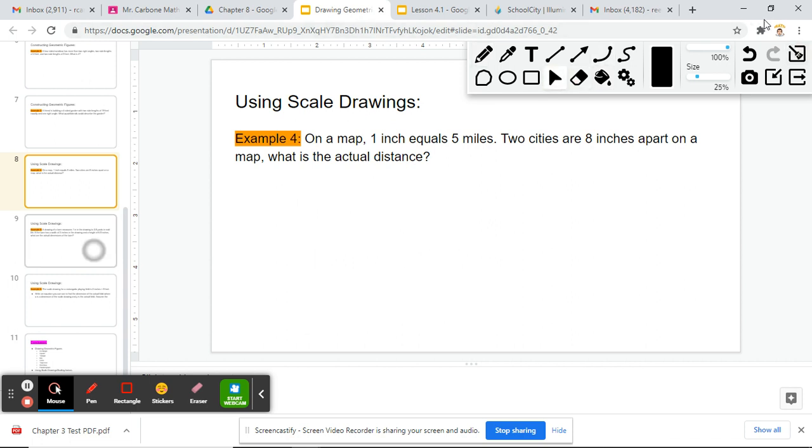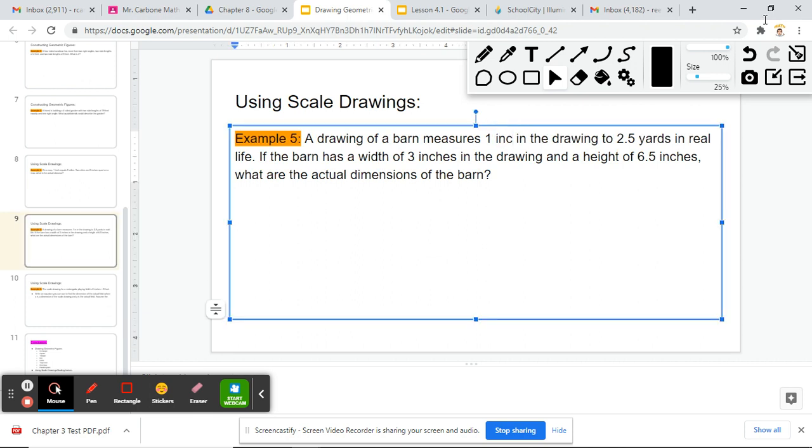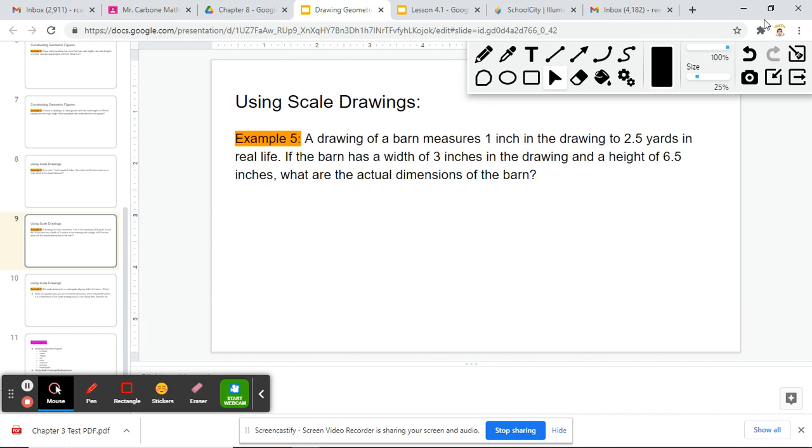All right, do another scaling factor one here. So a drawing of a barn measures 1 inch in the drawing to 2.5 inches in real life. If the barn has a width of 3 inches in the drawing and a height of 6.5 inches, what are the actual dimensions of the barn here? So for every 1 inch, we have 2.5 yards. So we have a 1 to 2.5 ratio. So let's start with our width, right? So our width was 3 inches.